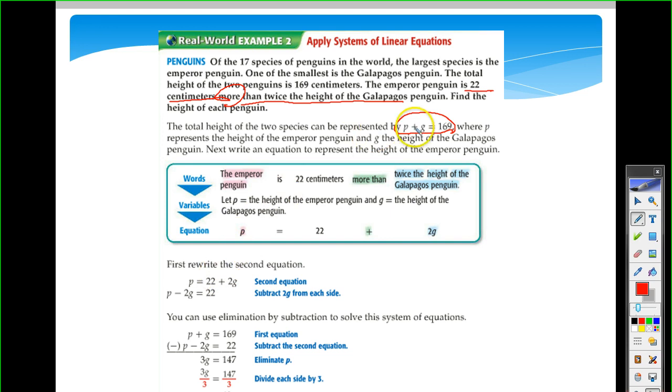Okay. So we have these two equations here. You can use either substitution or elimination. If you want to use substitution, I would just put 22 plus 2G instead of P here and solve for G. In the textbook, they want to use elimination. So with the second equation here, what they did was put it into P minus 2G equals 22. So they can line up the P's here and subtract to eliminate the P's. Okay, they found a G, and once you find a G, you can find your P.